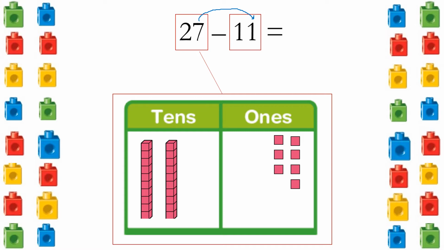What are we subtracting? We're subtracting 11. So let's get rid of a 10 and a 1. That equals 11. And what's left? We have 10 and 6. 10 and 6 equal 16.